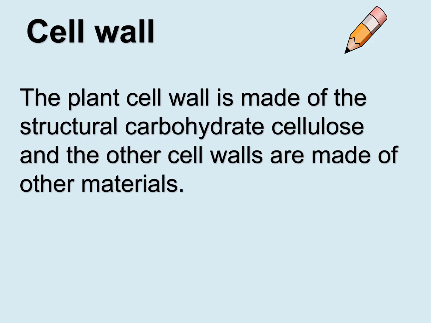So the next thing you'd want to know, so as you see there's a pencil up in the top corner of the screen, is that the plant cell wall is made up of cellulose, which is a structural carbohydrate. Okay, and the other cell walls, so your fungus cell wall and your bacterial cell wall, are made of other materials. That is really important, because the exam questions that come up usually will say, what is a plant cell wall made up of, or how are plant cell walls different from other cells? And your answer would be that they're made up of the structural carbohydrate cellulose.